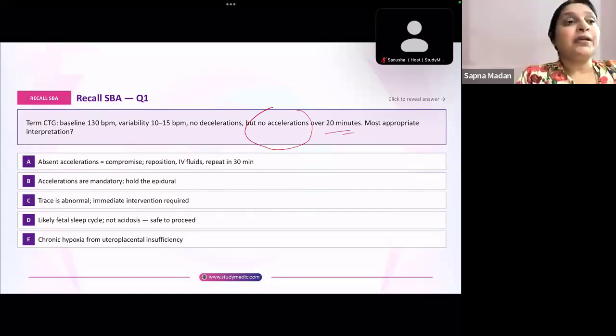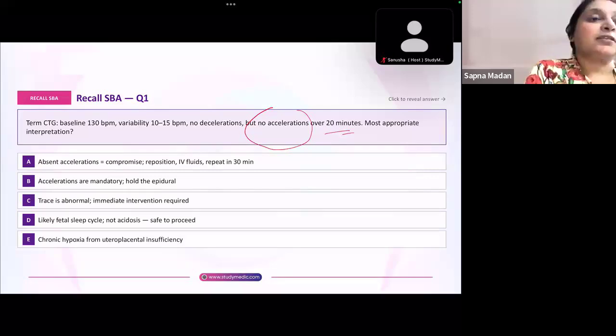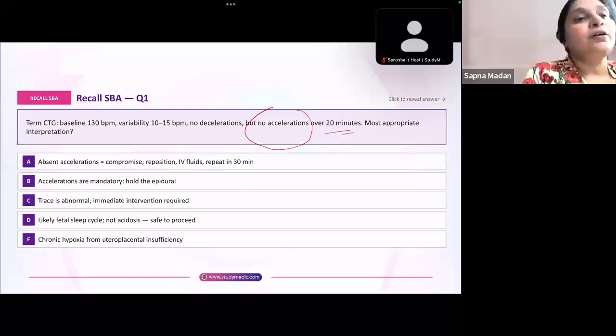Option B is accelerations are mandatory, so if this patient wants an epidural, you should not give it. Option C is the trace is abnormal, so you have to intervene immediately. Option D is this is a likely fetal sleep cycle. This is not acidosis and it is safe to proceed. Or option E is chronic hypoxia from uteroplacental insufficiency.